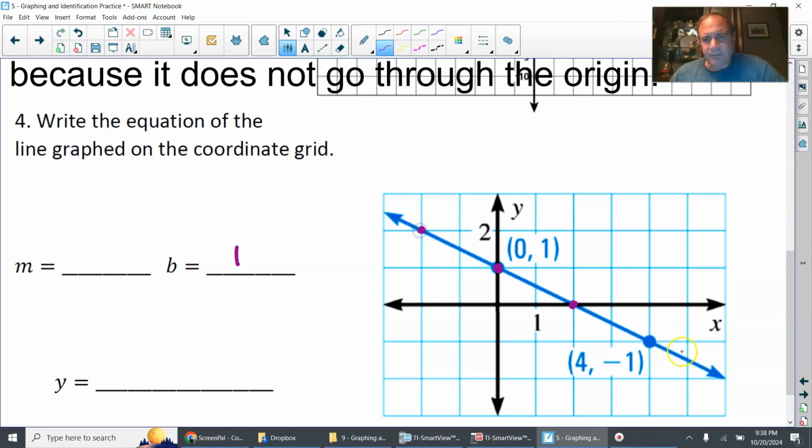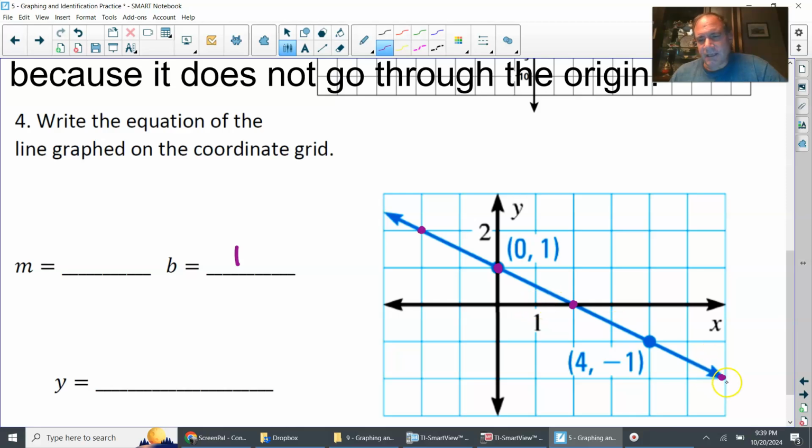You could use any of the points that have whole number coordinates. In other words, when you could see that this is negative 1, 1, 2, 3, 4. I'm sorry, it's not negative 1, 4. It's negative 4, negative 1. Sorry, positive 4, negative 1. Wow, it's late. So these are whole number coordinates. That's why you could use it.